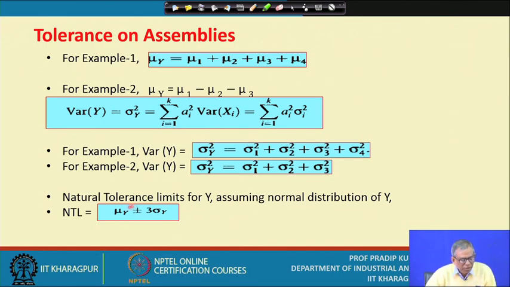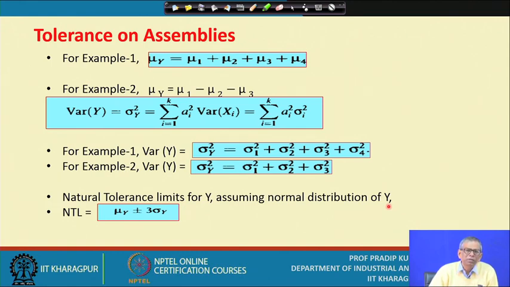So how do you determine the natural tolerance limits for y, that is the critical quality characteristic of the final assembly, assuming normal distributions? Again, that is the basis in fact. Right now we are discussing the situations where the normality assumption holds. If, due to some reasons, you are dealing with a small number of units, like the production lot size is very small, unique one, obviously the normality assumption may not hold. Is it okay? But those are very special cases.